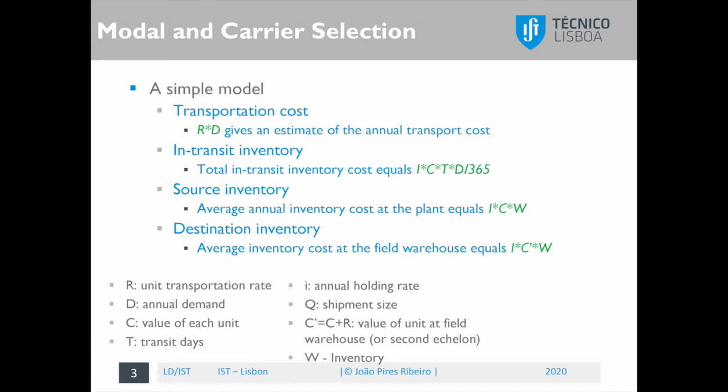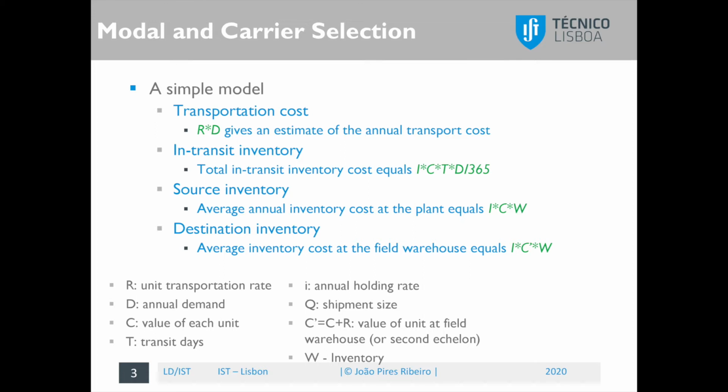You can calculate it by multiplying the holding rate by the value of each unit, the transit time, and the demand. You must be careful and have all the units coherent. In this case, we have an annual holding cost, but the traveling time in days. So the best option is to divide the annual holding cost by the number of days in a year.